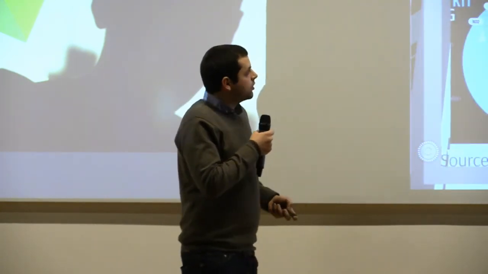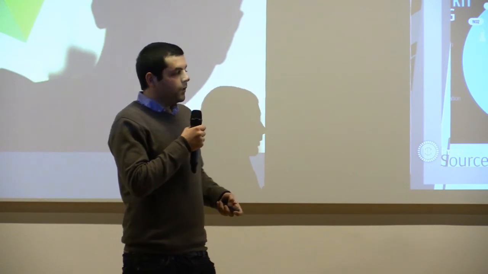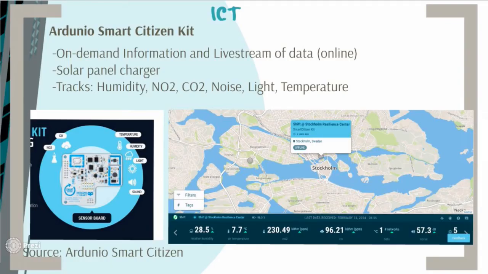Secondly, we have the connection part of it. We saw some cool representation about what could be done in terms of sensors. We chose the Arduino Smart Citizen Kit, which has already been on the market for 5 or 6 years. It cost $150 3 years ago. Now you have really cool things that cost less, with more accurate and reliable data.